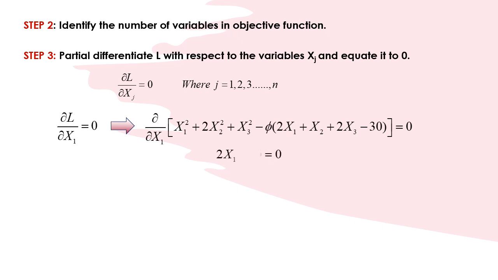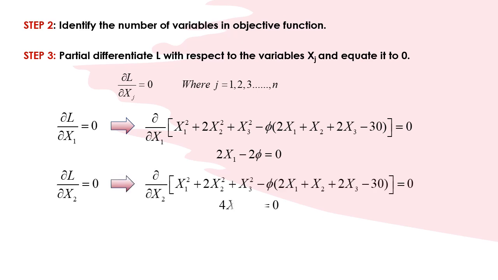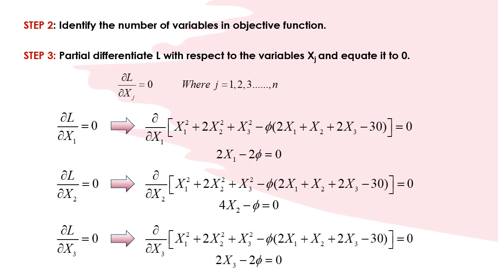So you will get 2x1 minus 2 phi is equal to 0. So this is my first equation. Similarly, dou L by dou x2 equal to 0, I will get 4x2 minus 5 is equal to 0. Similarly, third, dou L by dou x3 is equal to 0, I will get 2x3 minus 2 phi is equal to 0. So this completes our step 3.